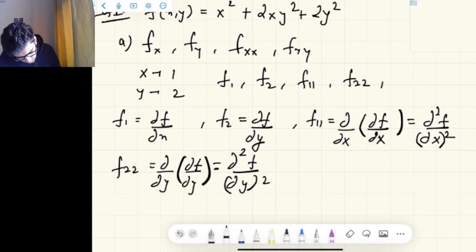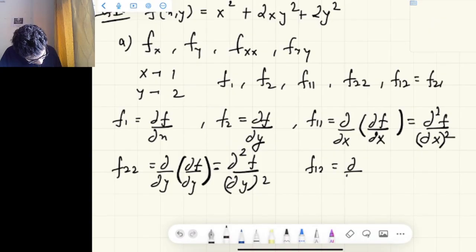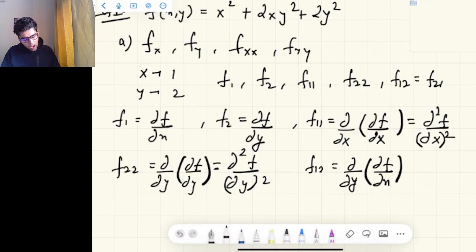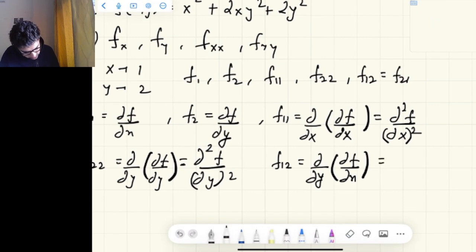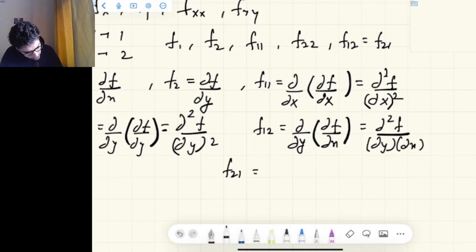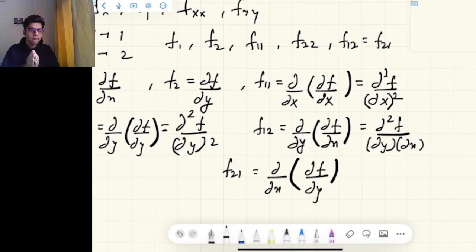And we can also compute f12, which is equal to f21. So f12 is del by del y of del f by del x. I am finding the partial derivative with respect to y of the partial derivative with respect to x. I can write this as del square f by del y del x. And I can write f21 as del by del x of del f by del y. So basically I'm finding the partial derivative of f with respect to y first, so this becomes del square f upon del x del y.